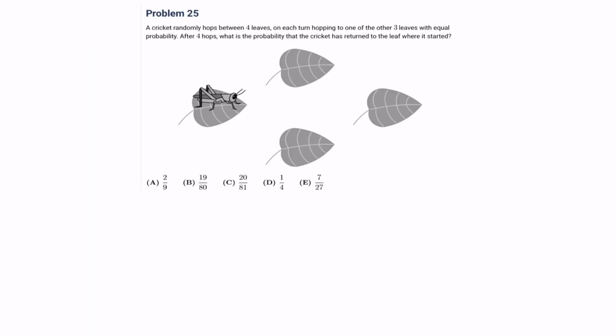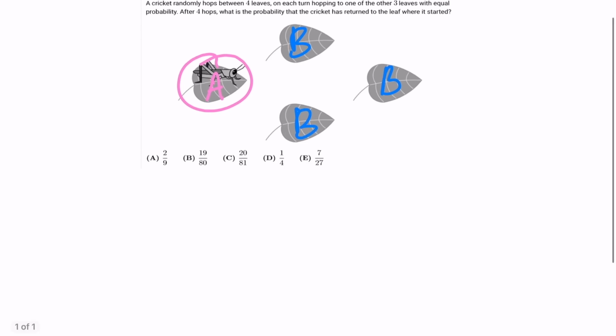Problem 25. A cricket randomly hops between 4 leaves, on each turn hopping to one of the other 3 leaves with equal probability. After 4 hops, what is the probability that the cricket has returned to the leaf where it started? We can solve this problem using casework. We can call the leaf where we start A and the other 3 indistinguishable leaves B. So we know we have 4 hops.